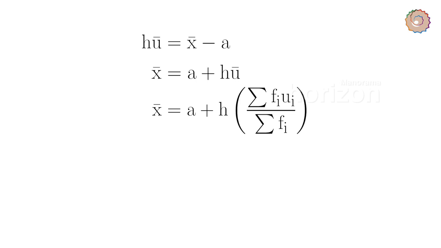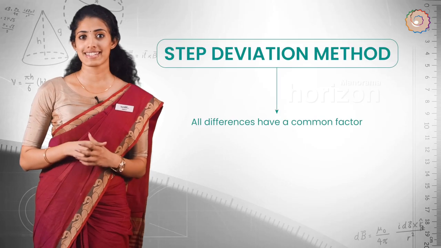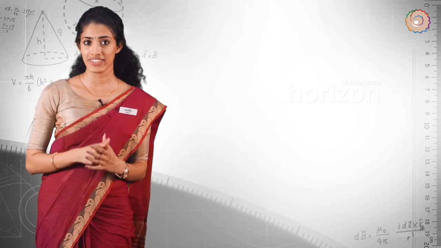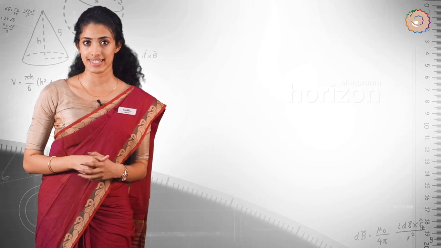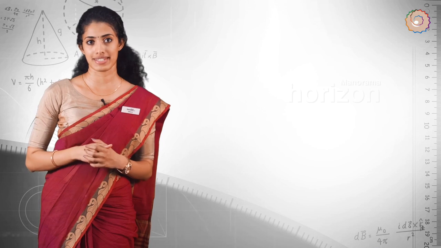Now, let us substitute the values of a, h, sigma fi ui and sigma fi from the table. We obtain x bar is equal to 47.5 plus 15 multiplied by 29 divided by 30. That is, x bar is equal to 47.5 plus 14.5, giving you 62. The method discussed above is called the step deviation method. Step deviation method is convenient only when all the di's, that is the differences, have a common factor. Also, the mean obtained by all the methods is the same.